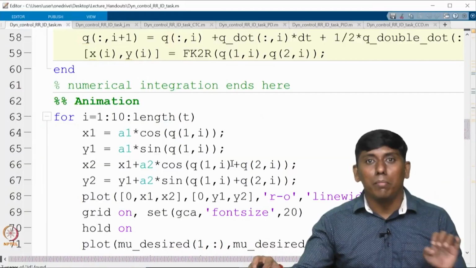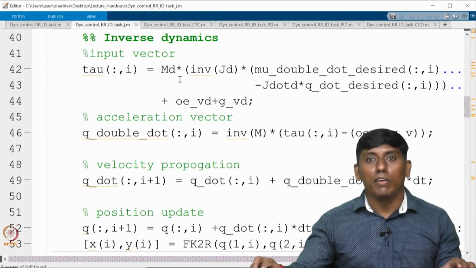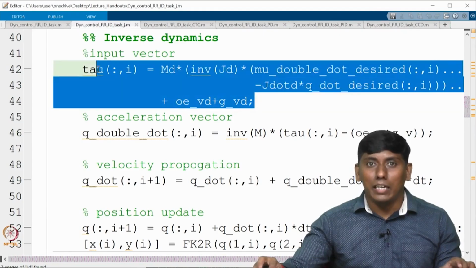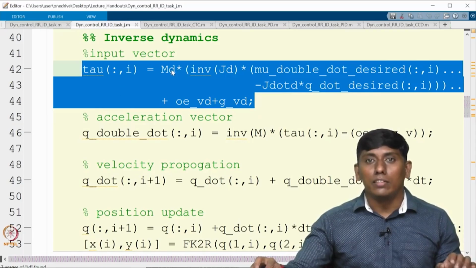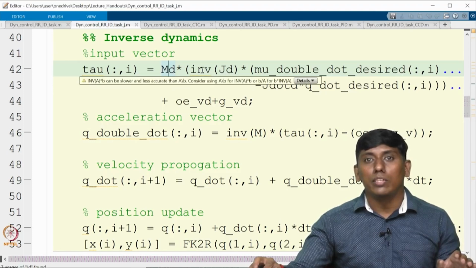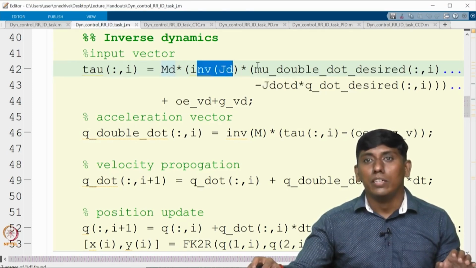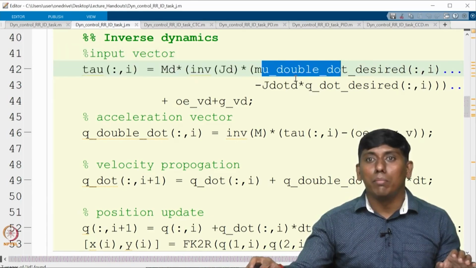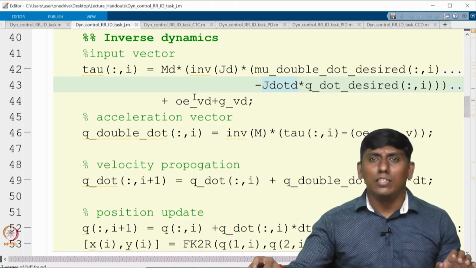Go back to Matlab, and you can see I have put that particular function as joint space. The final equation we are directly writing in tau, so we have not calculated in F. Here M mu desired has changed to M desired, then the inverse of J desired comes. After that mu desired double dot minus J dot desired into q dot desired, right. Then these are the other effects.